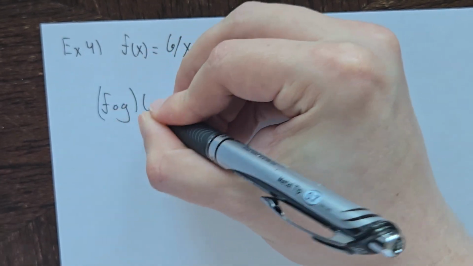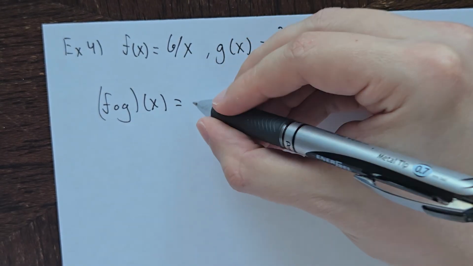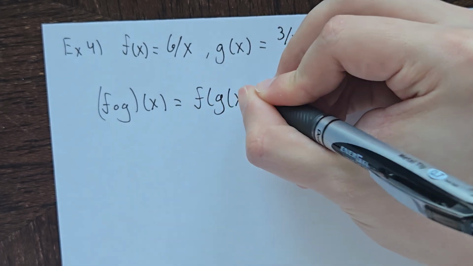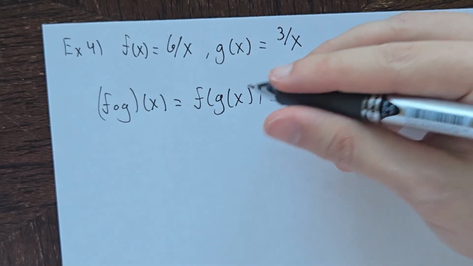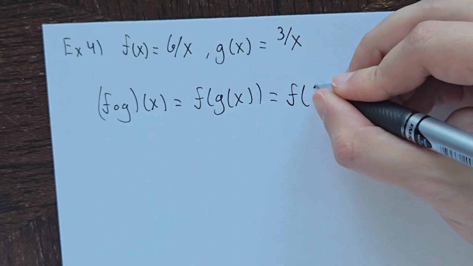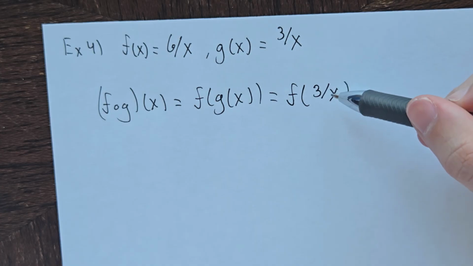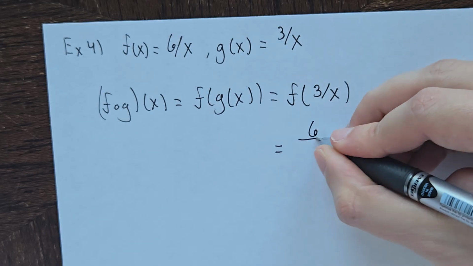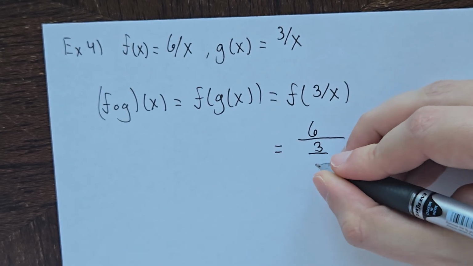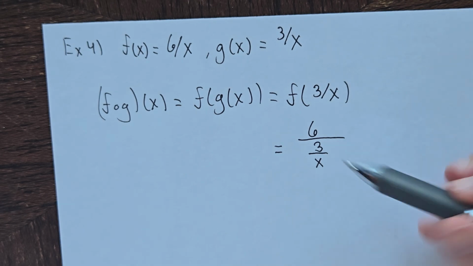First, let's look at f of g of x. If we plug g of x into f, what we get is f of 3 over x. So what this means is that we need to have 3 over x as an input for our f function. This means that we're going to have 6 over 3 over x. We've got to be a little bit careful with all of the fractions that we have in this case. Notice that here we have a fraction over a fraction.